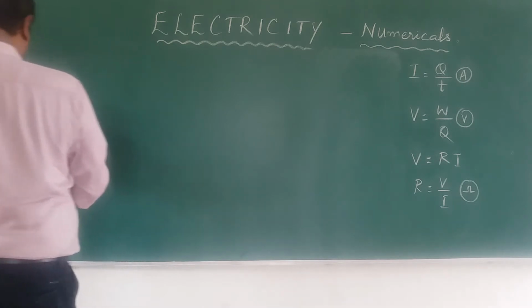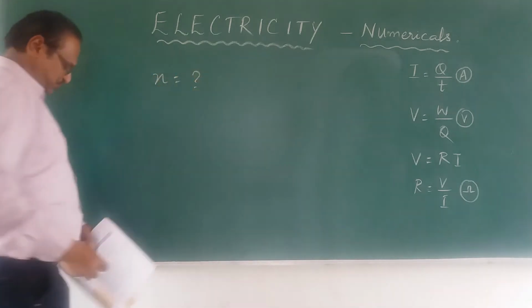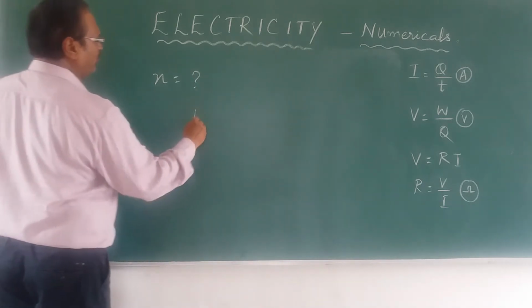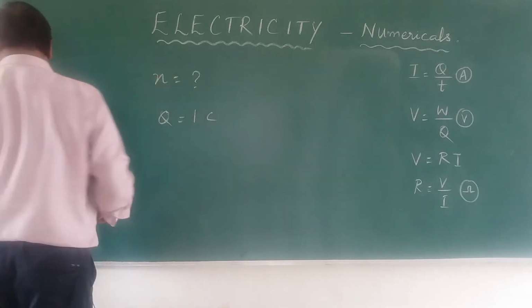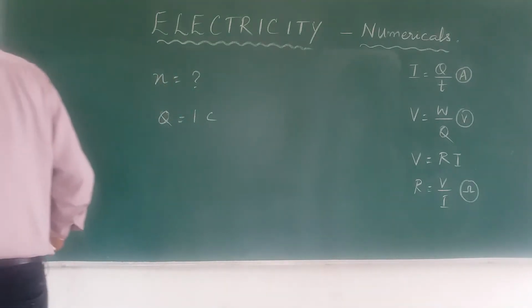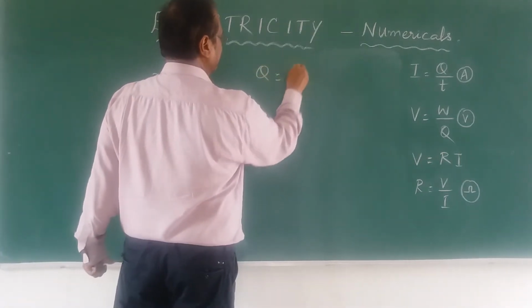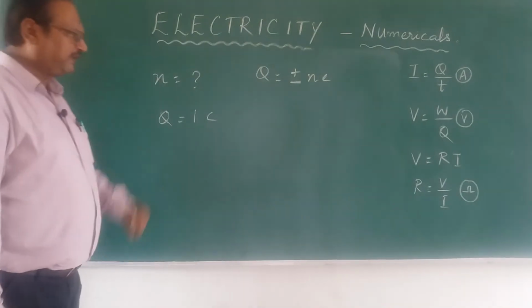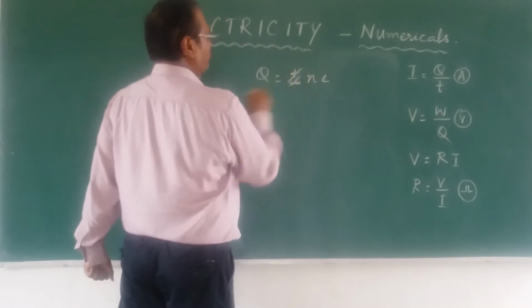Calculate the number of electrons. Number of electrons is equal to how much, right? That constitute 1 coulomb of charge. Q is equal to 1 coulomb, right? N is equal to how much? Just now I told you we have a formula. Q is equal to plus or minus Ne, where e is the electronic charge, plus or minus, don't worry now.